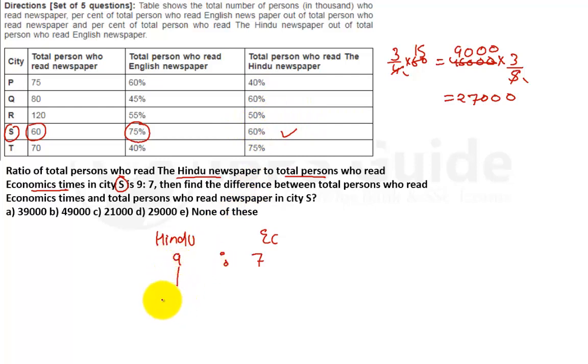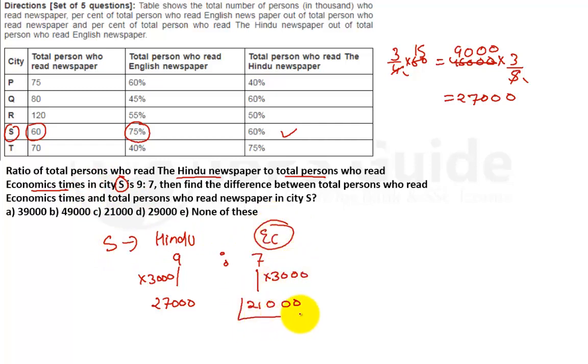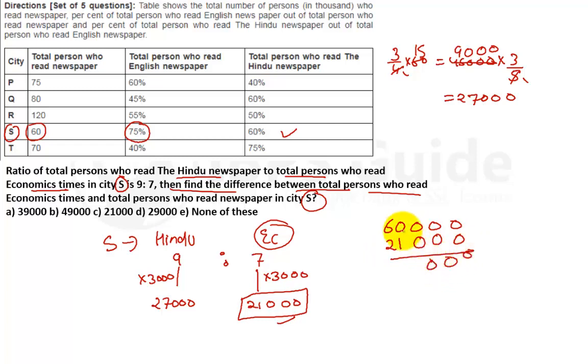This 9 unit is given as 27,000, so one unit is 3,000. This 7 is also 3,000 times, so 21,000. So in city S, Economic Times is read by 21,000 persons. Then find the difference between the total persons who read newspaper in city S, 60,000, and the persons who read Economic Times, 21,000. 10 minus 1 is 9, and 5 minus 2 is 3. So 39,000, option number A, will be the correct answer.